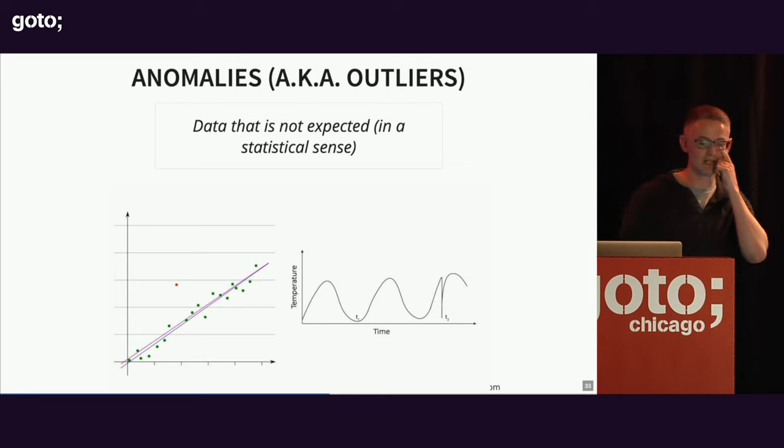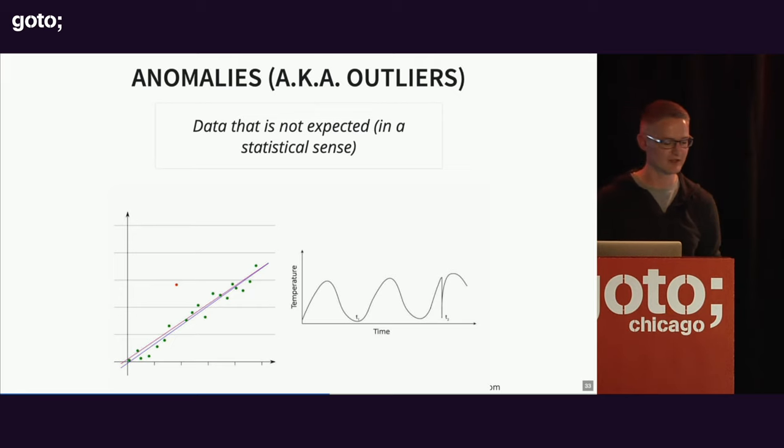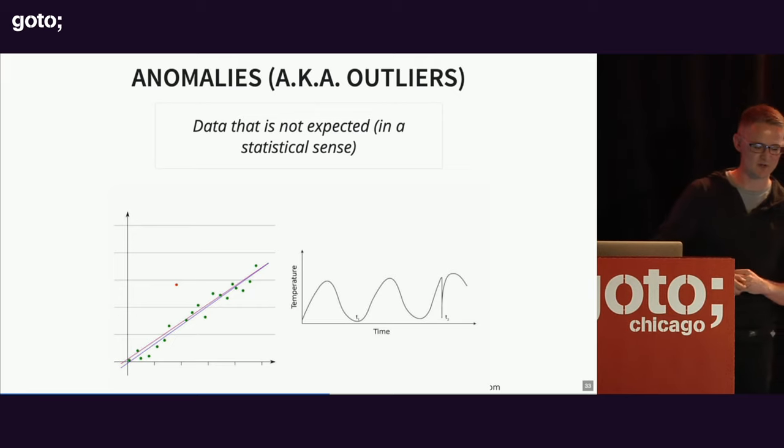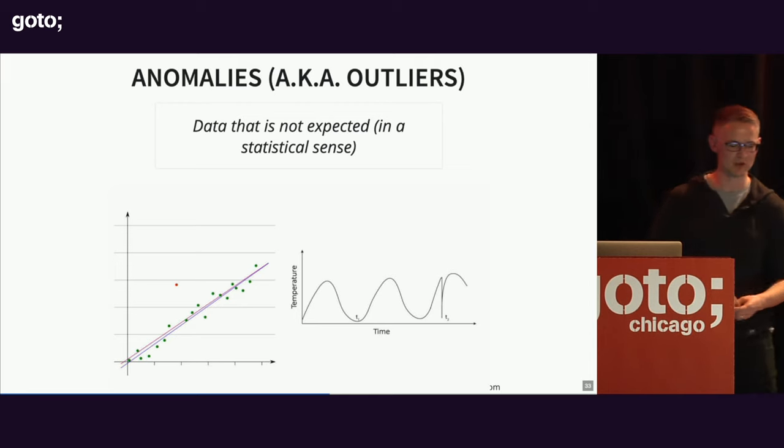So related to noise are anomalies. And anomalies are interesting because they could be interesting depending on the context. So on the left-hand side, we've got an example of an anomaly that is probably just noise. We want to try and remove that in some way.